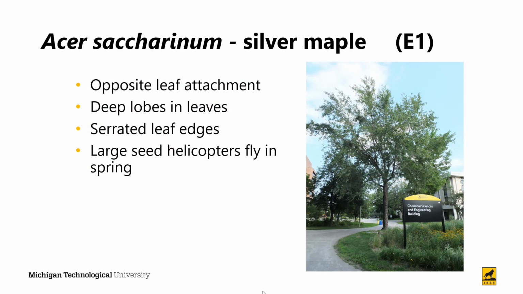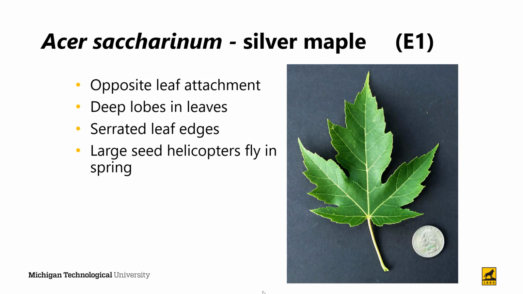Let's skip to another point in the Central Campus. In the circle south of the southwest corner of the Chemical Sciences and Engineering building, we can find a silver maple tree. Silver maples are typically found in lowland forests and urban environments because they can tolerate poor soils and polluted air. Similar to red maples, they have saw-toothed serrated edges on their leaves, but the sinuses, the notches in between the lobes, are deeper than in red maple. And their seed helicopters are quite large and fly first thing in the spring.